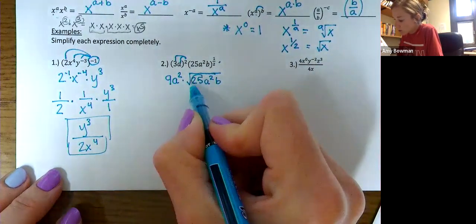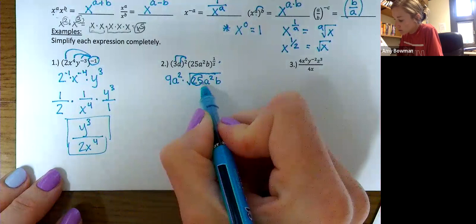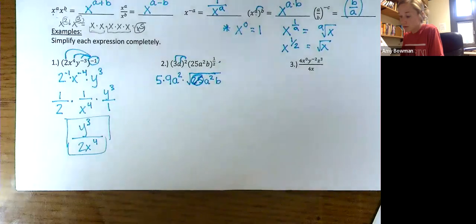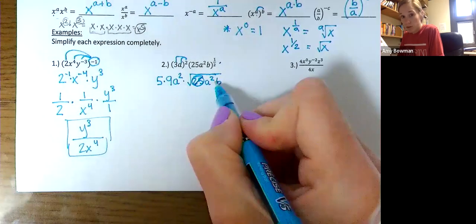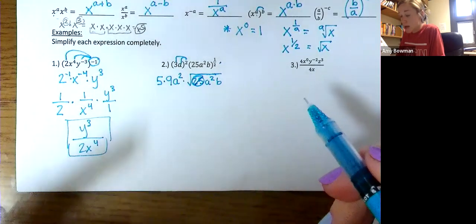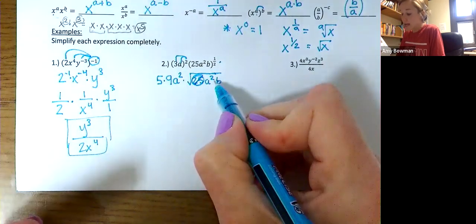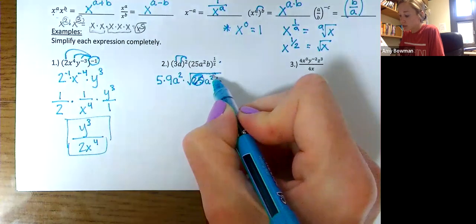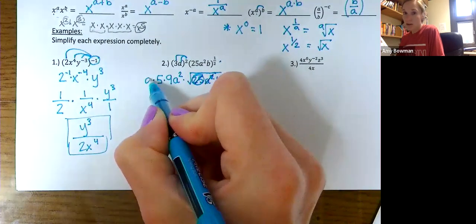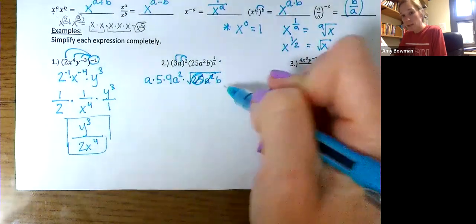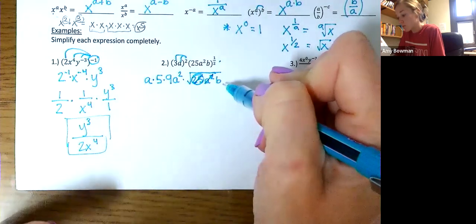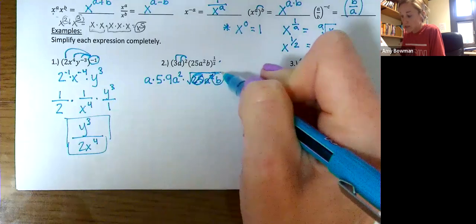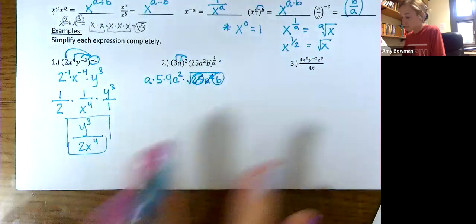25 is a perfect square. So I can take the square root of 25 and it's just going to get multiplied by whatever I have out here. A squared is also a perfect square. So when I take the square root of a squared, it's just a, and that gets multiplied out here. And then B, I don't know what B is, maybe it's a perfect square, maybe it's not, but since it's a variable, we're just leaving it there. So I'm going to circle it because it's going to stay.